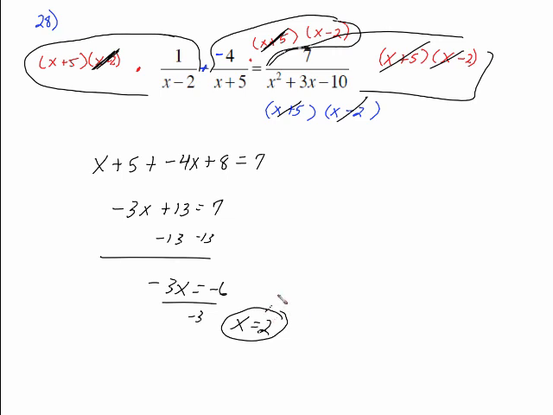So if I happen to plug 2 in right here or over here, I'm going to get 0 in the denominator. I'm not allowed to have that. That tells me that 2 has to be thrown out, and therefore my solution is the empty set.